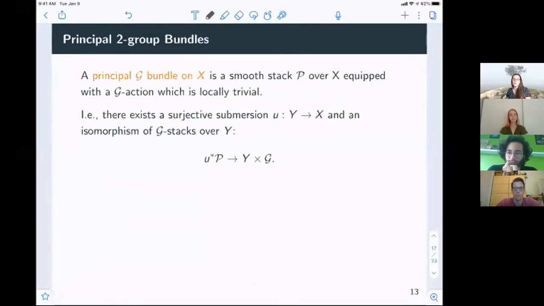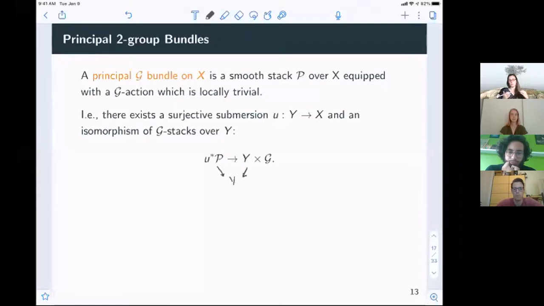So we take Schommer-Pries's definition of principal 2-group bundles, which is that a principal G bundle on X is going to be a smooth stack P over X equipped with this G action, which is locally trivial. So in other words, we're going to have this surjective submersion from Y to X and an isomorphism of G stacks over Y. So we actually have that these both live over Y.